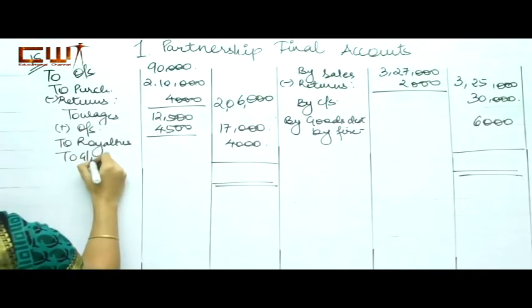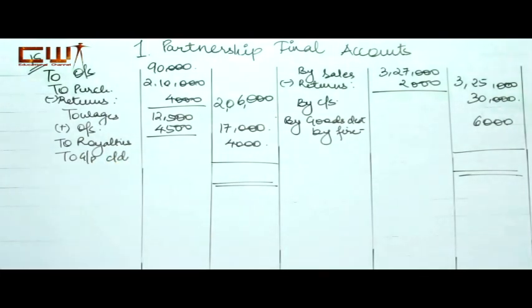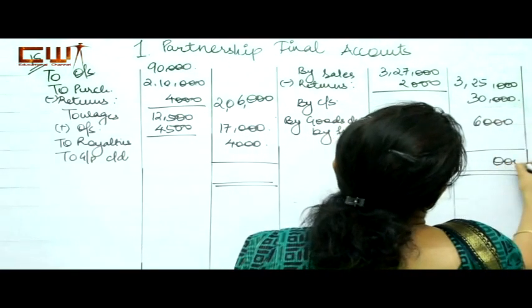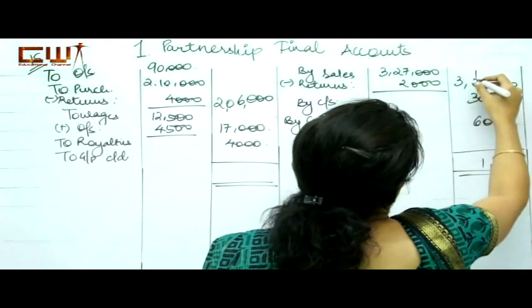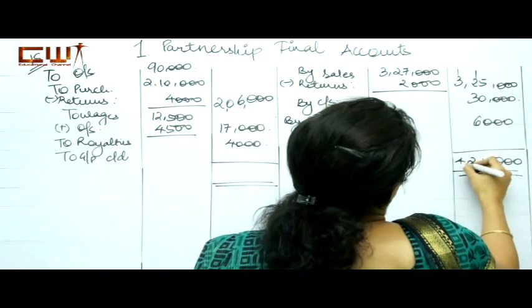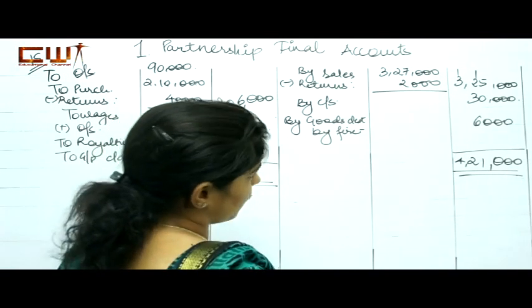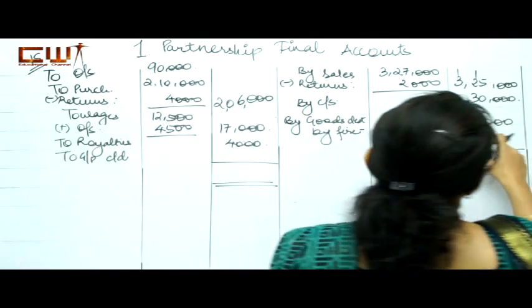You will get gross profit or a gross loss, right? You have 3,25,000 plus 30,000 will give you how much? 3,55,000 plus 6,000 will give you how much? 3,61,000. 3,25,000 plus 30,000 will give you 3,55,000. 3,55,000 plus you have 6,000.